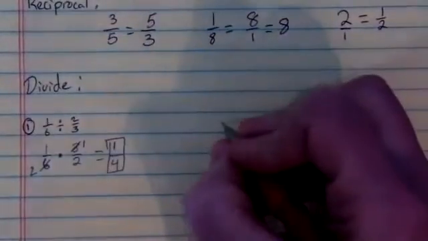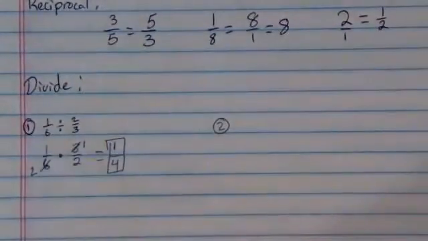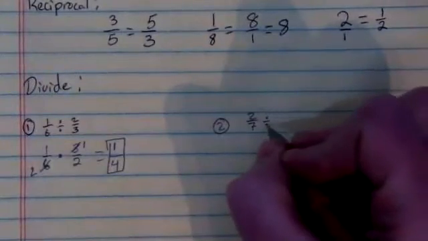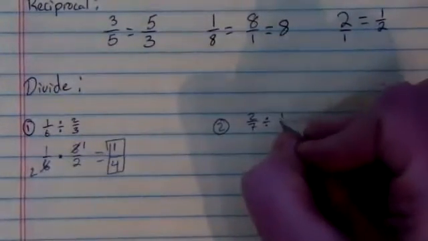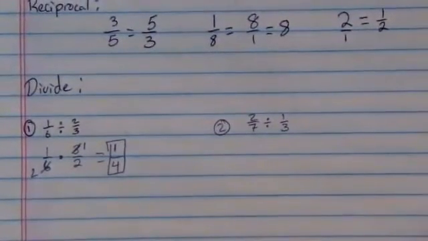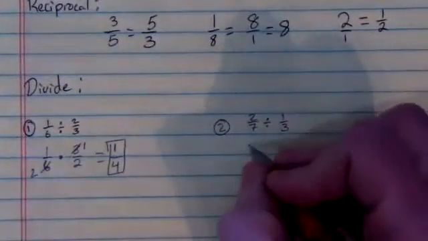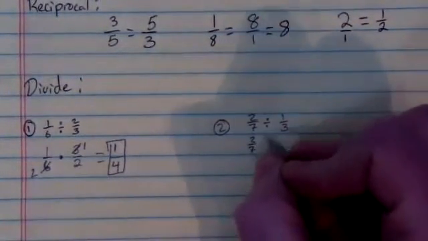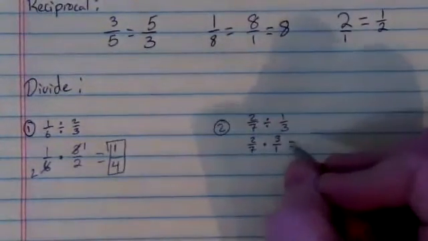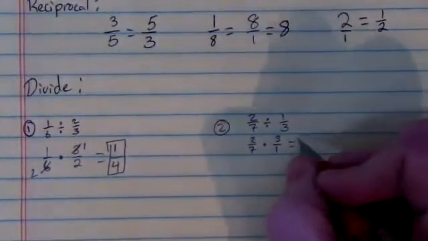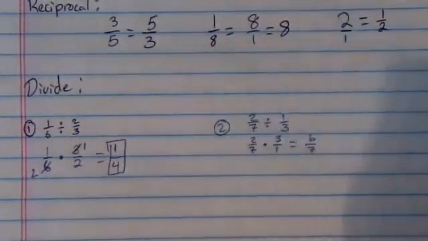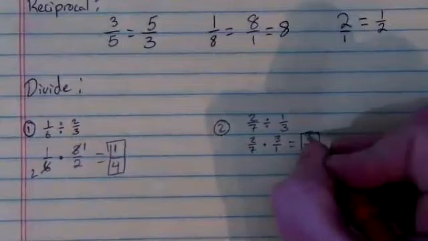Let's do another example. Let's go example 2. We have 2/7 divided by 1/3. I have nothing I need to convert. So now I do keep, change, flip. If I look, nothing to cross cancel. So 2 times 3 is 6. 7 times 1 is 7. We don't need to simplify, and we are done.